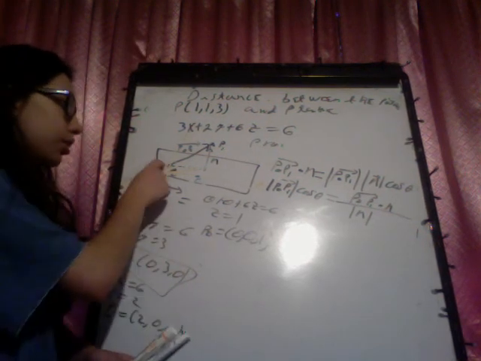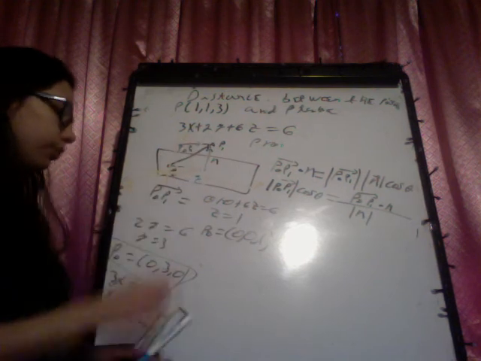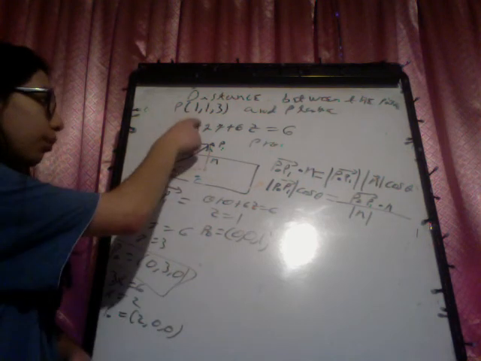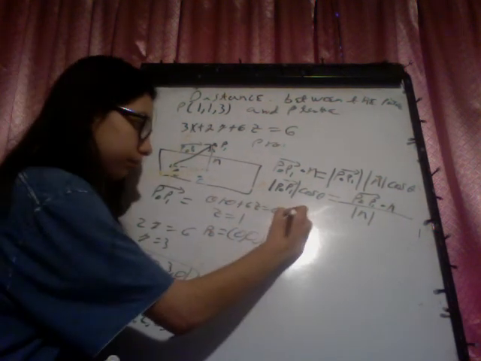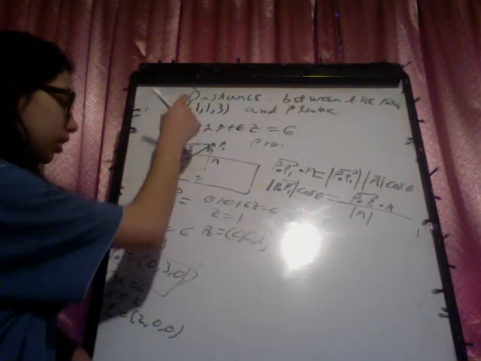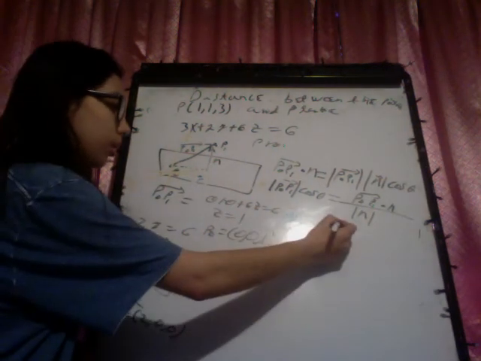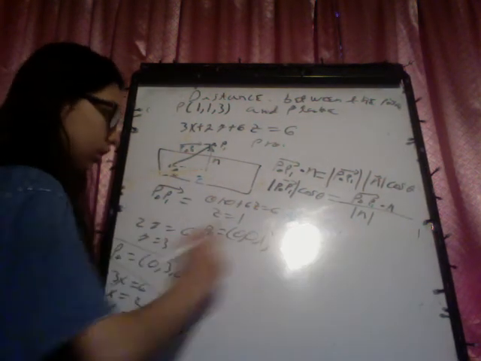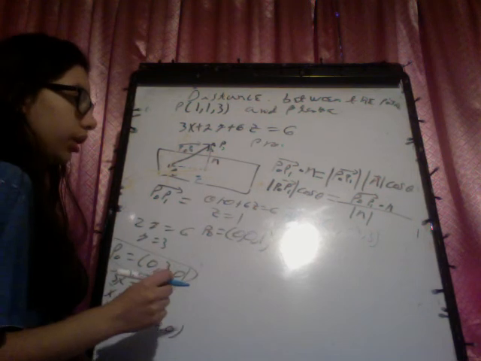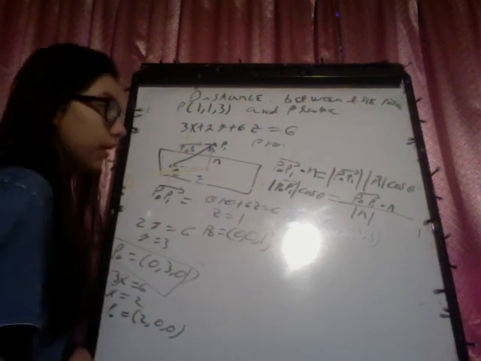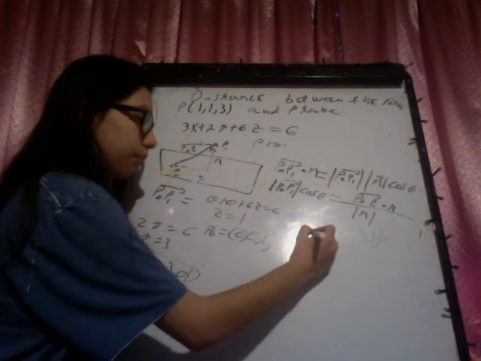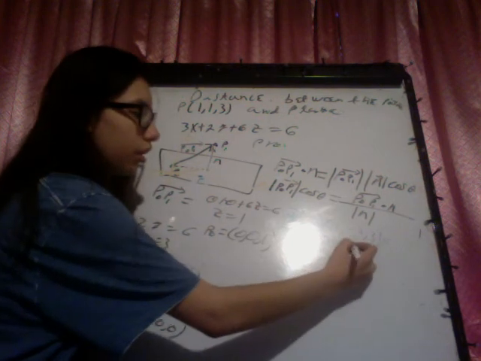Alright, so the distance between this point and P1 will be the distance between (0, 3, 0) and (1, 1, 3). So the vector P P1 is equal to, let's say, this minus this, which will be (1, -2, 3). This is the point. Now, sorry, this is the vector.